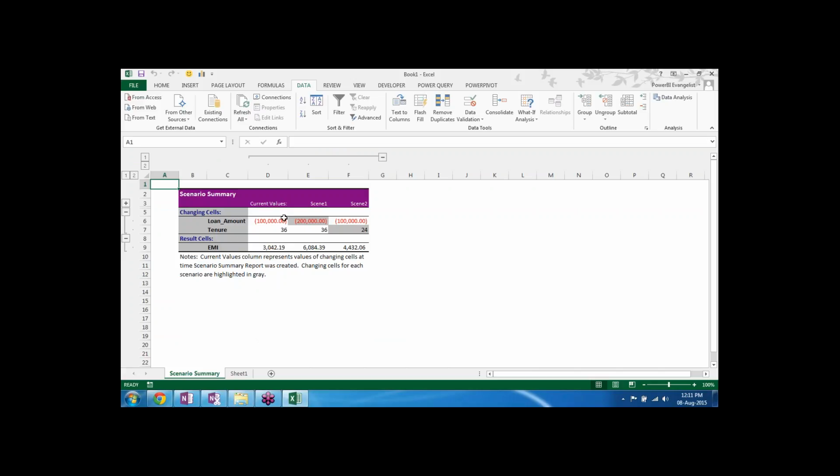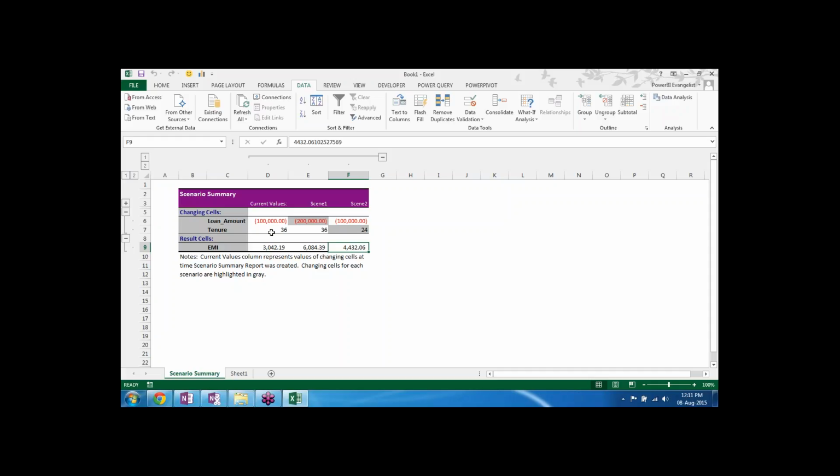So what happens if you change your loan amount? You can see the grayed out part which is changed. So if from 1 lakh you change it to 2 lakh, then what will be the effect on EMI? That is one thing. And if you talk about the loan amount, if it is constant and you reduce the tenure, then what will happen to your EMI? That is also displayed over here.